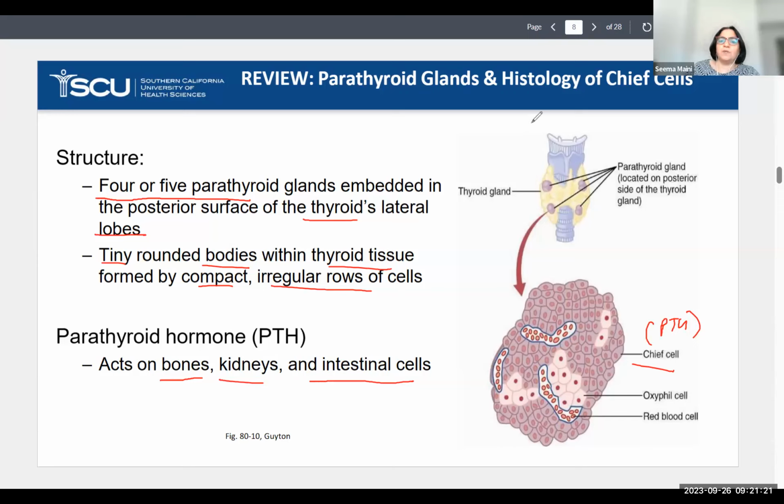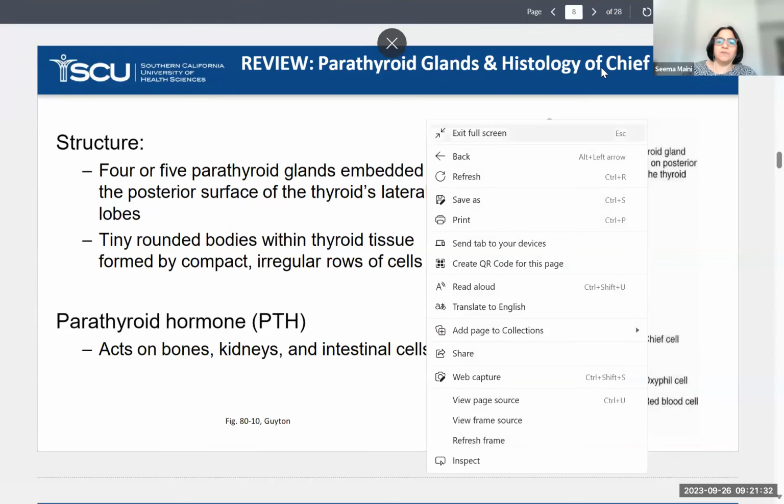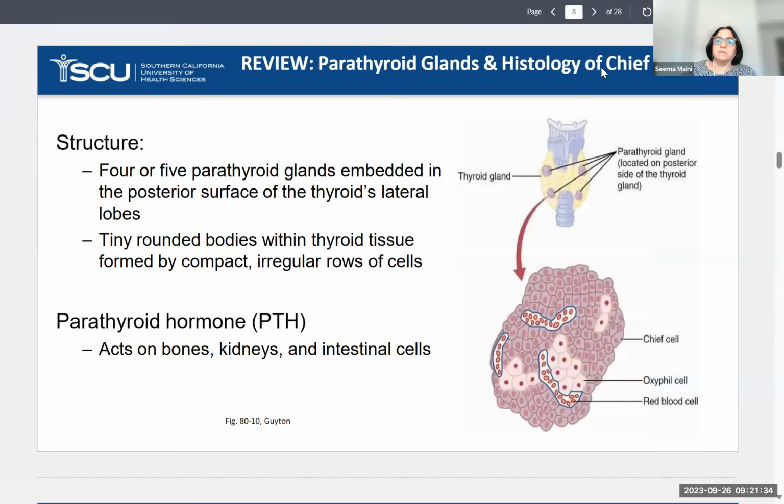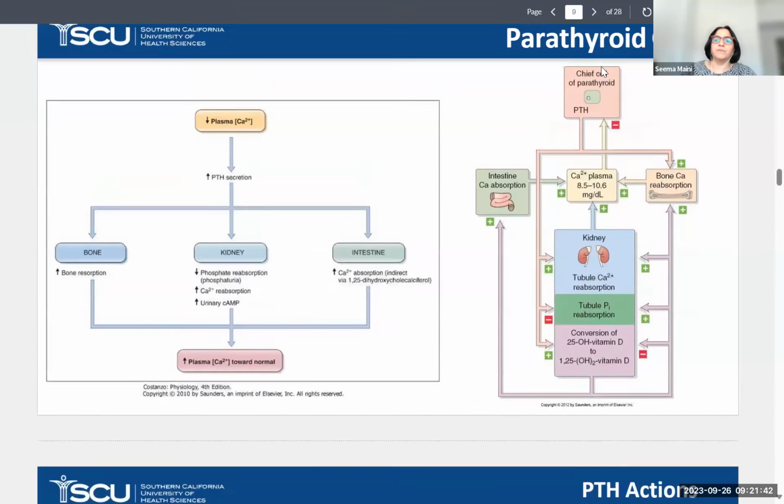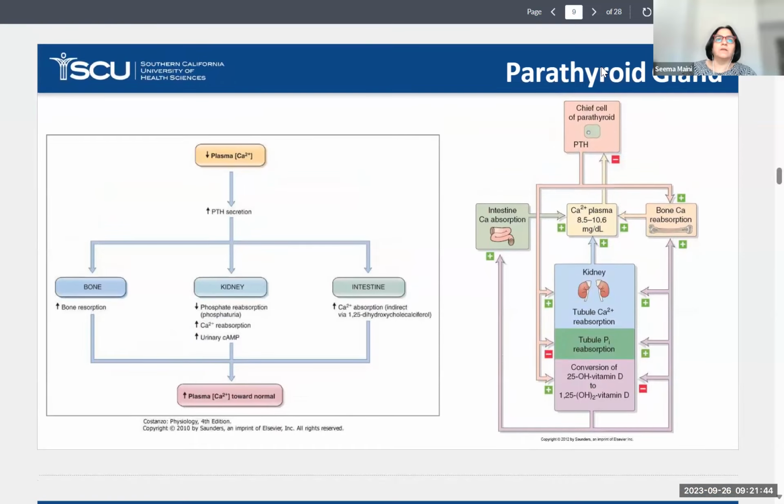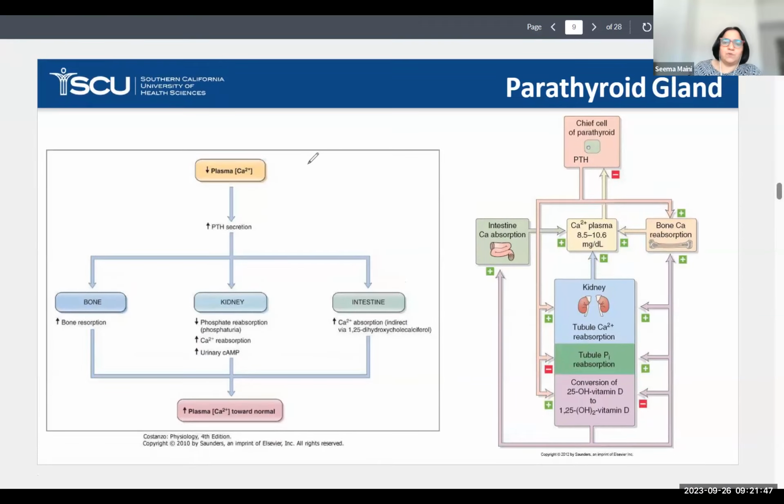And what kind of receptors? Where will the receptors be located on the cell? What kind of receptors do you think parathyroid hormone has? Is it one of the steroid hormones? No. It has cell membrane receptors. All right, cell membrane, yes, good.